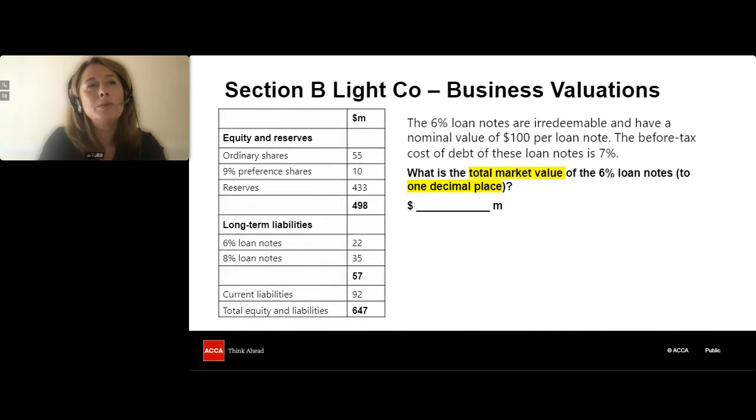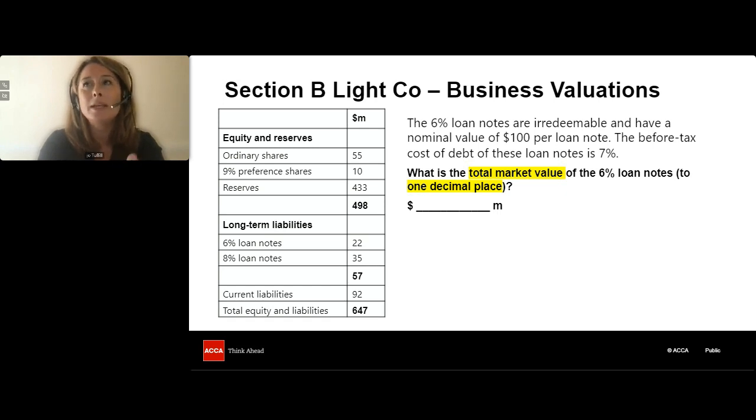Right, the next one I'm looking at is section B, and it was a light company. It was on business valuations. I'm going to look at 3 questions from this case study, not all 5. Now, the first one I'm looking at was a particular problem because it was a reading problem, probably from a student's point of view. It says, what is the total market value of the 6% loan notes to 1 decimal place?